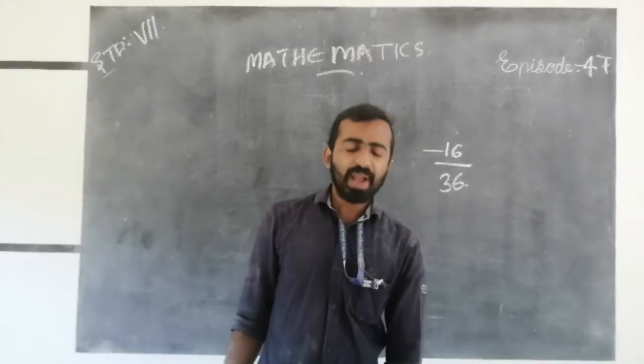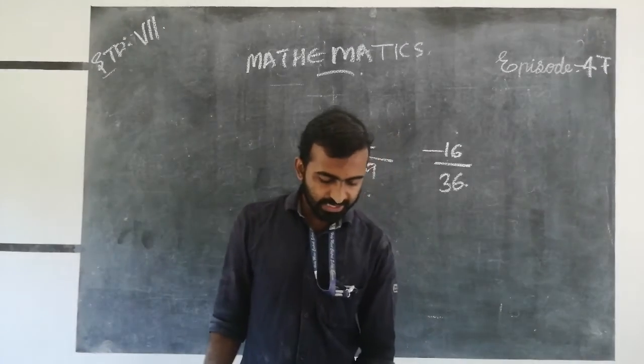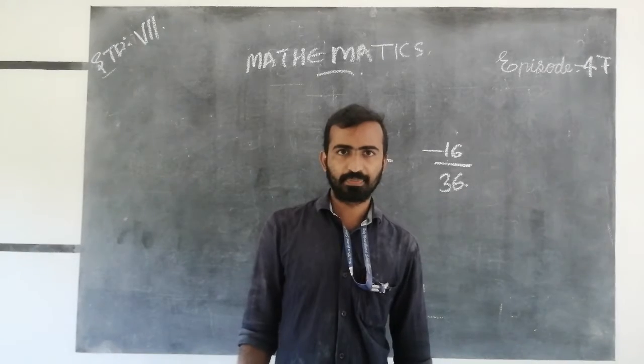Do 4 by negative 9 and negative 16 by 36 represent the same rational number? Is it?